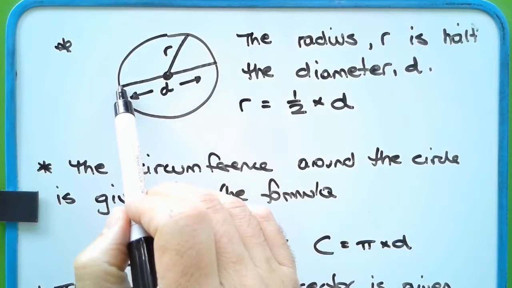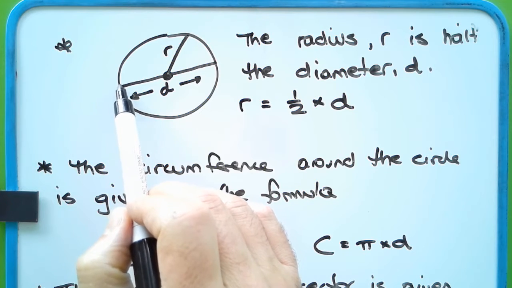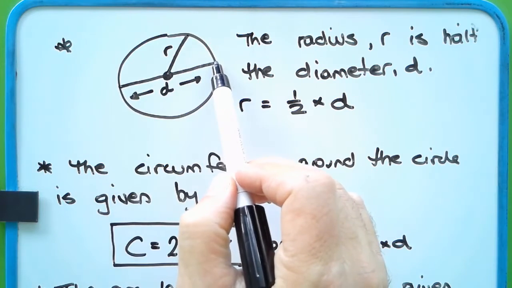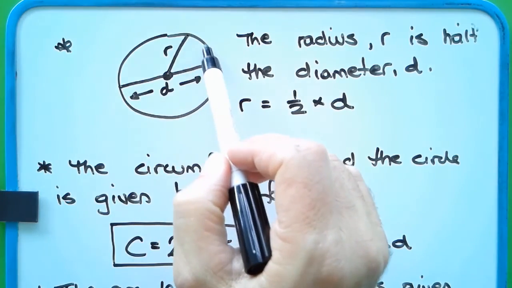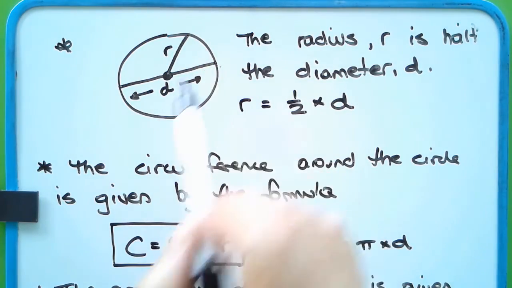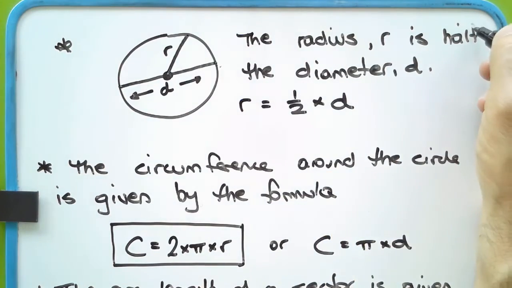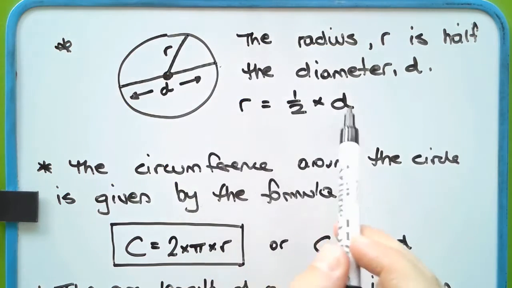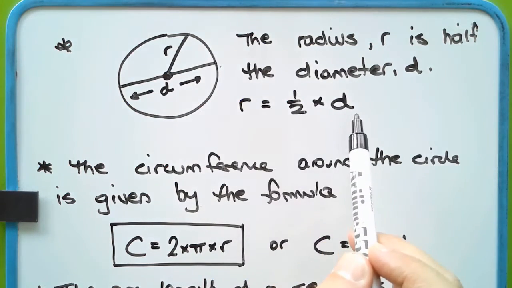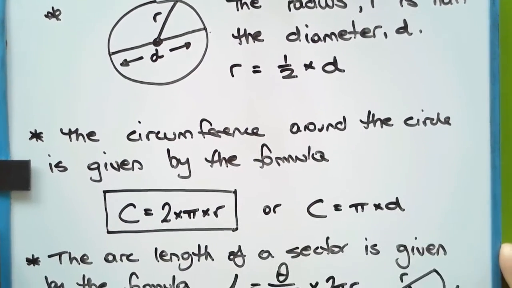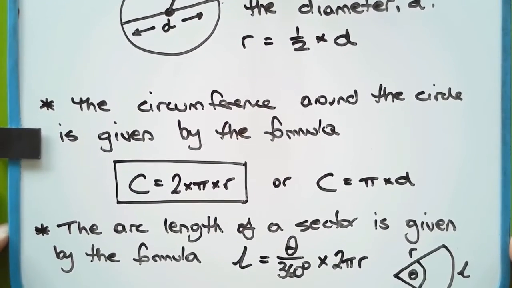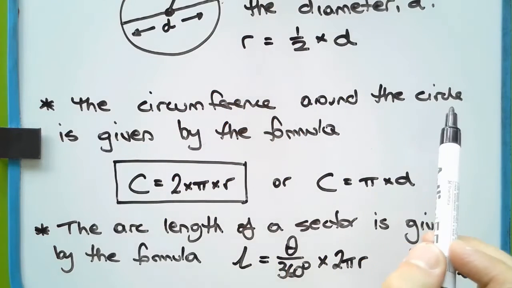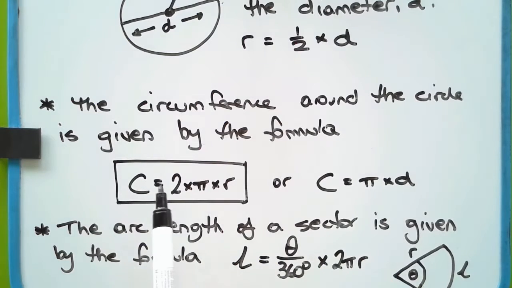And notice that the diameter goes from one side of the circle directly to the other side. So we can see that the radius is actually half the diameter. So the radius R is half the diameter D. If you wanted a formula, radius is equal to half times diameter. Now that becomes important later on when we start looking at the formulas around the perimeter and area concerning circles. So the circumference around a circle is given by the formula C equals 2 times pi times R.